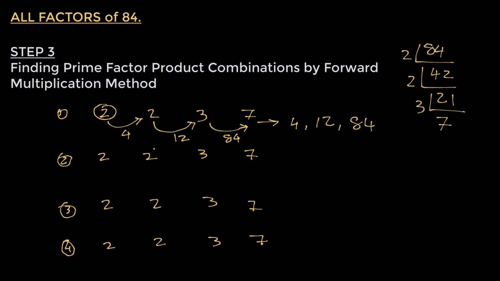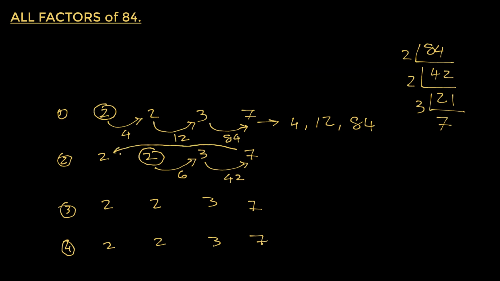Now go to the second row, second column, circle that number. 2 times 3 we have 6, 6 times 7 we have 42, and now you have to go in an anti-clockwise direction, that is the forward direction. So 42 times 2, 84. So we have 6, 42 and 84.